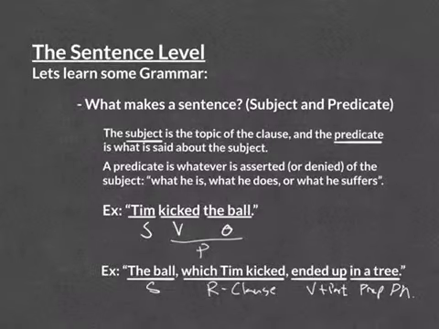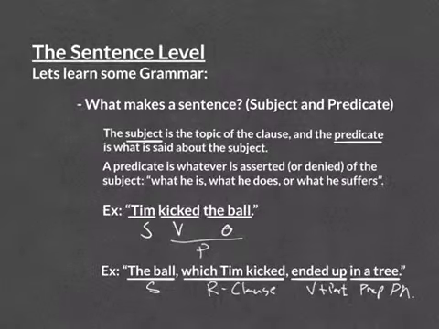So now, what would you say the predicate is of this? Yes, correct. That is the whole predicate: which Tim kicked ended up in a tree. Because all of this is talking about the subject right here. So there we go. We've got the basic understanding of what a sentence is. I try to make it as simple as possible. Hopefully that was easy to understand. Any questions on that? Because this is really important when it comes to translating.